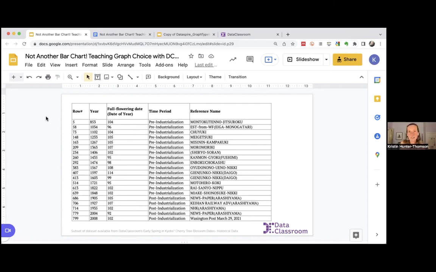We're not actually here to learn about cherry trees, but this is a fun data set. So let's take a minute, and then after a minute, I'll let you know, and you can post it in the chat. Graph type, variables, which variables you were using, and where you were thinking about putting them on a graph.